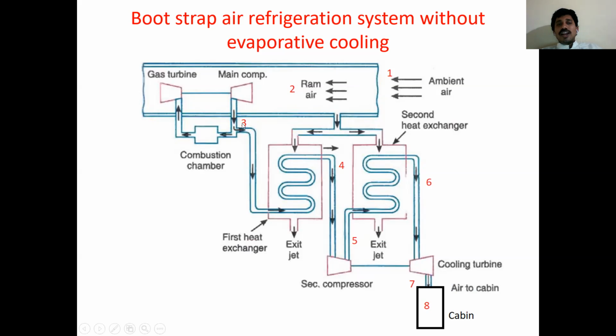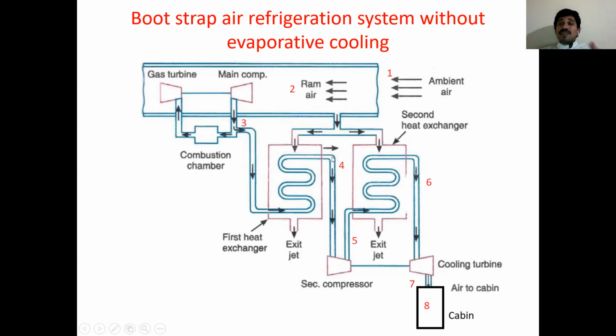With high pressure and high temperature from the main compressor, the air is moved to the cooler. See all of you, this is the cooler, where heat is rejected to ram air. Now the temperature is decreased while coming from the cooler. Temperature of air is decreased.